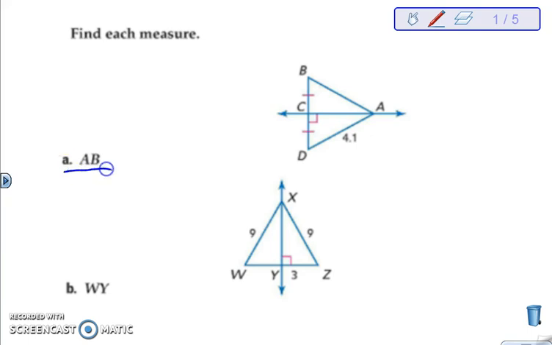So if I'm looking for AB, and I know that AD is 4.1, I notice the base of this triangle from B to D is split in half, and we've got our right angle, so that tells me that the two legs of the triangle must match. Therefore, AB is 4.1. And you can kind of remember this by looking at the two right triangles and noticing that they're basically just mirror images of each other.